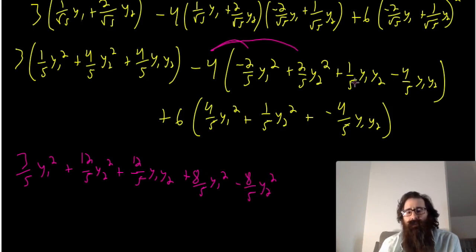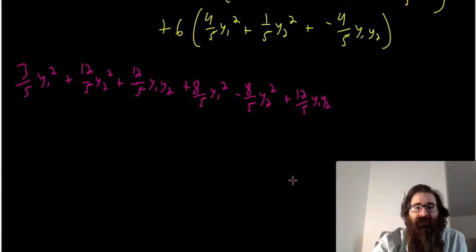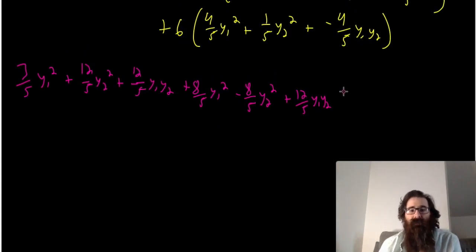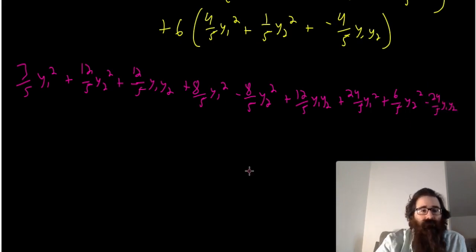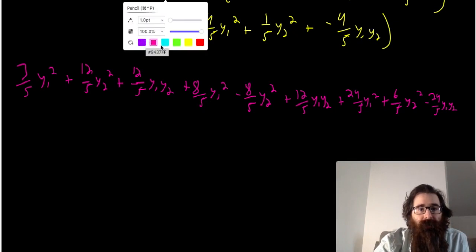And then I didn't combine these, but this is really a negative 3 fifths y1, y2. If I combine these two terms, multiplying it by a negative 4 gives me plus 12 fifths y1, y2. And now let's bring the 6 in. So 6 times 4 fifths is going to give me 24 fifths y1 squared. 6 times 1 fifth is going to give me 6 fifths y2 squared. And 6 times negative 4 fifths is going to give me negative 24 fifths y1, y2. Oh boy. Combine like terms.